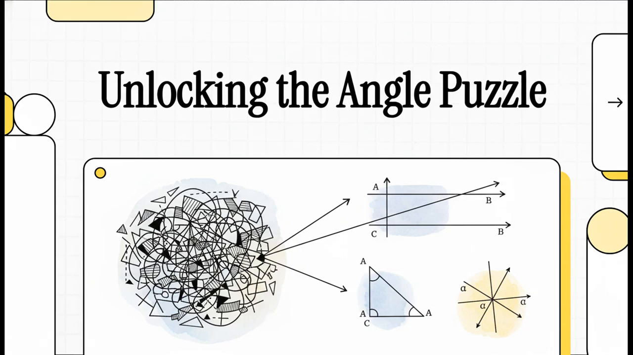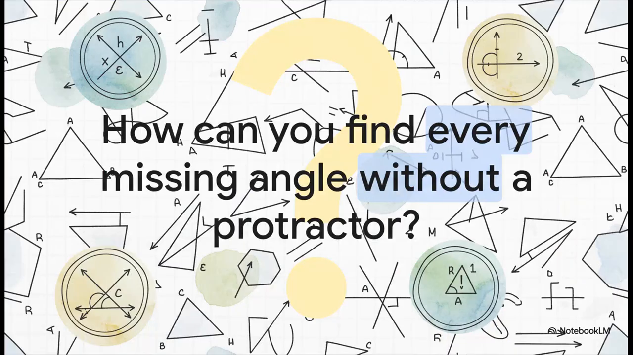Welcome to this explainer. Today, we're going to decode the hidden rules of geometry. By the end of this, you'll see how to turn what looks like a complex puzzle into a series of simple, logical solutions. Okay, let's dive right into this puzzle. Now, this might look super intimidating at first, but it's not about measuring. It's about understanding relationships. And here's the secret. There's a toolkit of 4 simple rules that make solving this surprisingly easy.